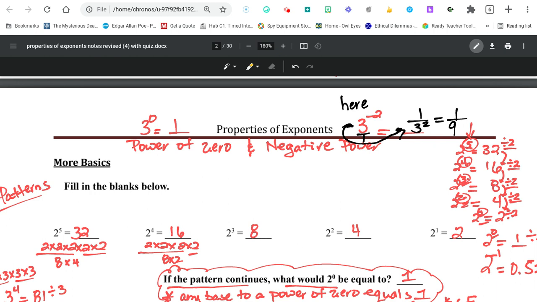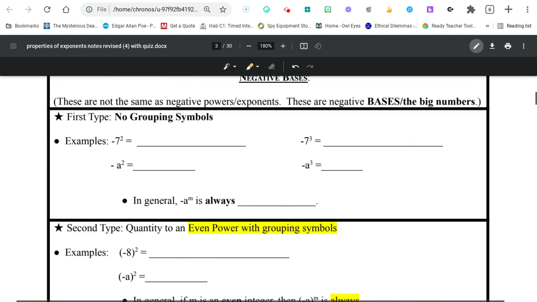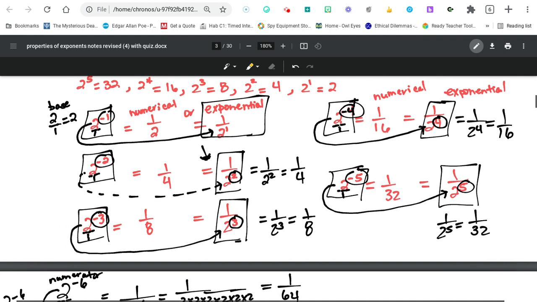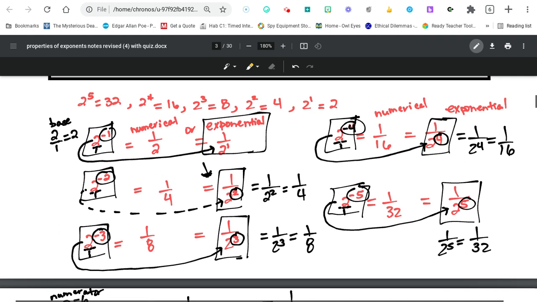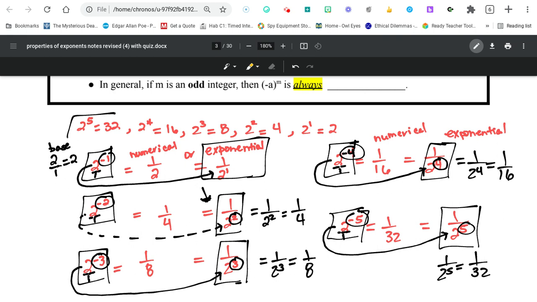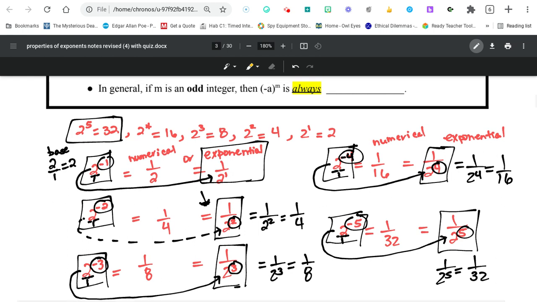Okay. All right, now I want you to go back to one more thing. I'm going to show you something, guys. Look at these numbers up here. 2 to the 5th power was 32. But yet 2 to the negative 5th power was 1 over 32. Okay? Because these signs are opposites, one's positive and one's negative, then the answers are what we call reciprocals of one another. Reciprocal is just when you flip something.